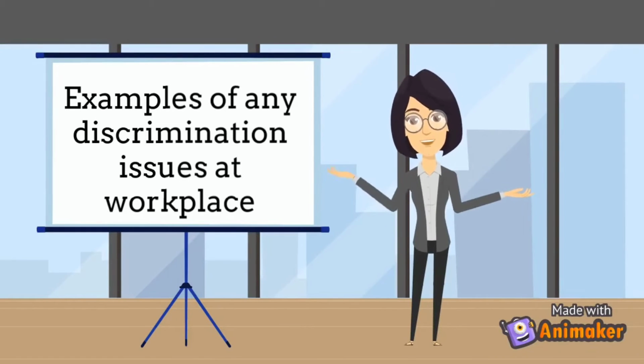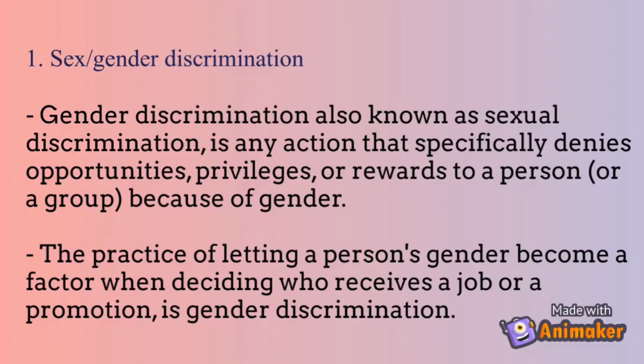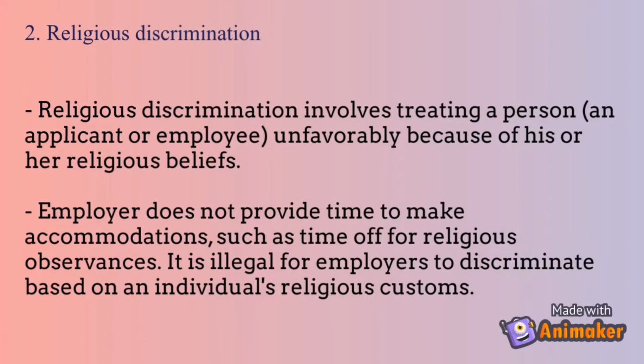Examples of discrimination issues at workplace. Firstly, sex or gender discrimination. Gender discrimination, also known as sexual discrimination, is any action that specifically denies opportunities, privileges, or rewards to a person, or a group, because of gender. The practice of letting a person's gender become a factor when deciding who receives a job or a promotion is gender discrimination.